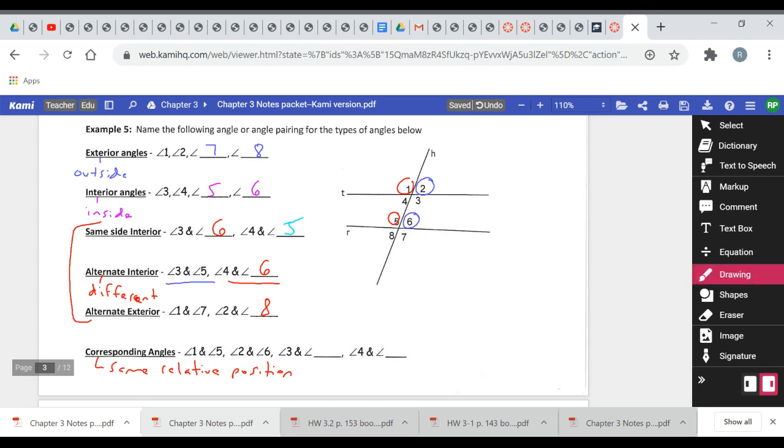Okay, another pair then. See if you can think of what 3 would be corresponding to. You're thinking of 7. Again, same relative position. These are both below their respective two lines and both to the right of the transversal. And then the last pair would be 4 and 8. Again, those are both below their respective two lines and both to the left of the transversal. If you notice, in all these cases, one is an interior angle and one is an exterior angle. So it can't be one of the other ones that has the word interior or exterior in it. If one's interior and one's exterior, that's another clue that it could be corresponding.